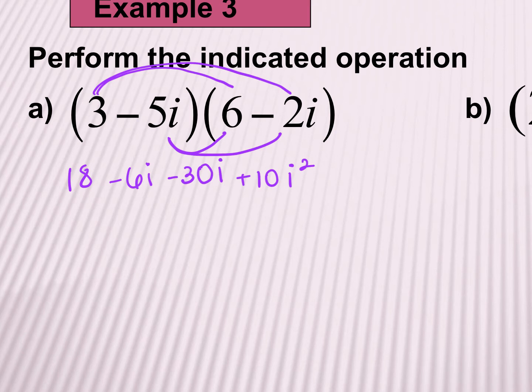Then you can combine these. This would be 18 minus 36i. And this i squared becomes a negative 1, so that becomes a minus 10. And then I get 8 minus 36i.